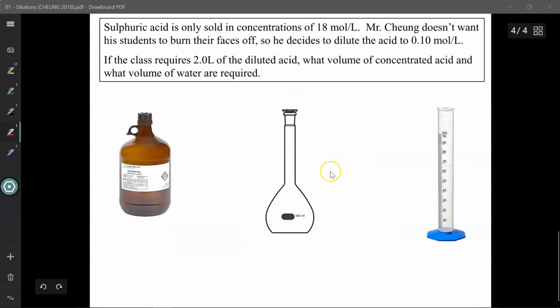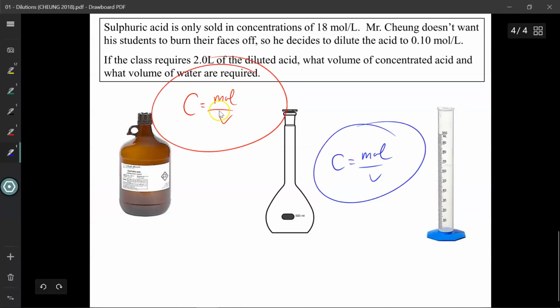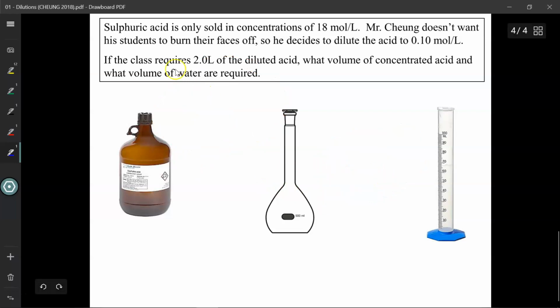Now, during these dilution calculations, you're only going to use one equation: C equals mole over V. But you're going to be using this equation several times. So I like to draw diagrams to help me visualize and separate these two equations in order to avoid using the wrong concentration or volume for each. Alright, so let's read over the problem and go through it together.